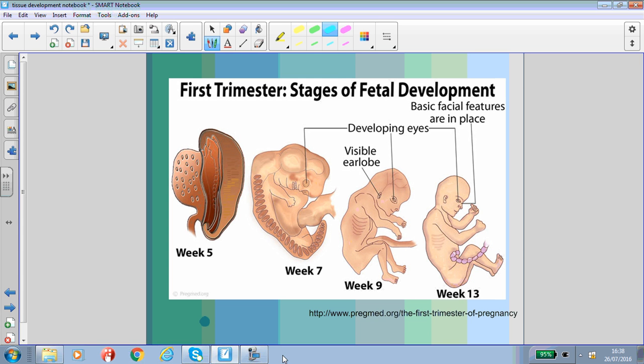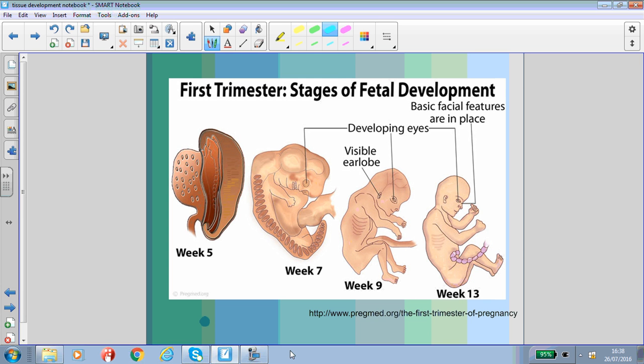And from the 10th week, we stop calling this little being an embryo and we refer to it as a fetus. So from 10 weeks onwards, a fetus. Cells differentiate, so instead of just having a big blob of identical cells like we had at the morula and the blastocyst stage, we've got differentiation. They're going to form their specific tissues.